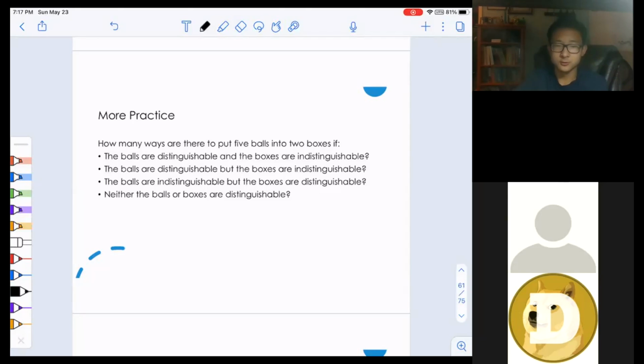Oh yeah, sorry about the first two problems. I was supposed to make the first one have the boxes be distinguishable, but I accidentally messed that up. So yeah, just ignore that. Treat it as one problem.